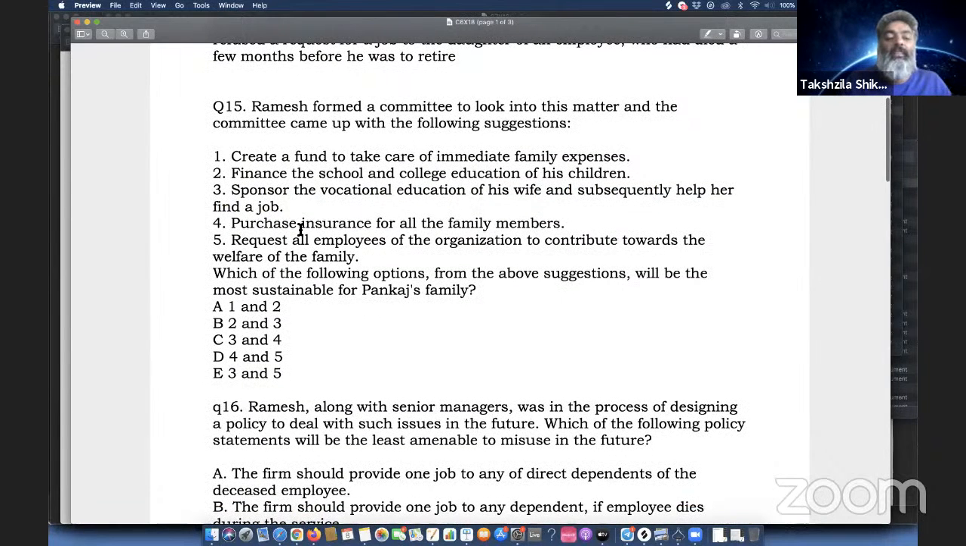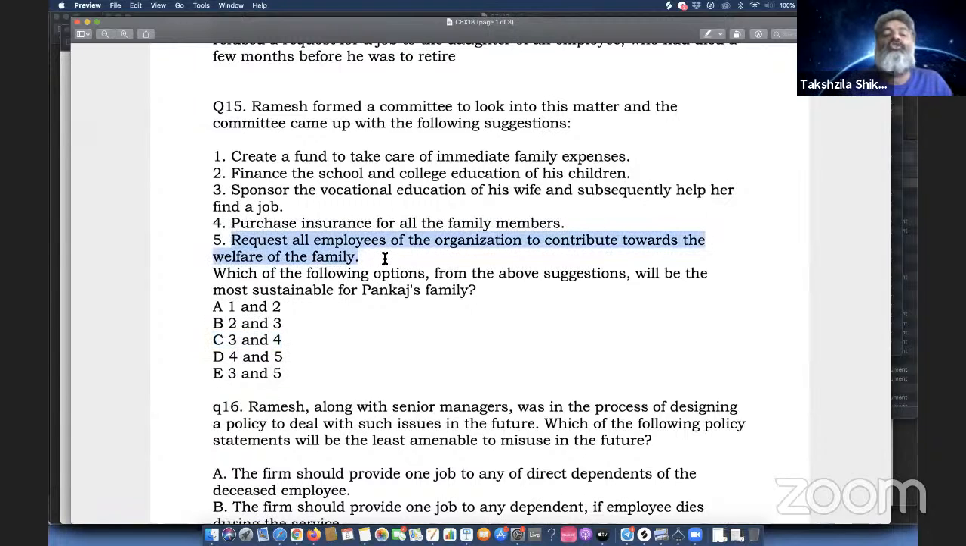Purchase insurance for all the family members, but how will that insurance money come in when you die, right? So how will that take care of the family now or in the immediate future, unless another family member dies, right? That money comes in there. So 4 is definitely not going to work for me. So option C again is problematic.